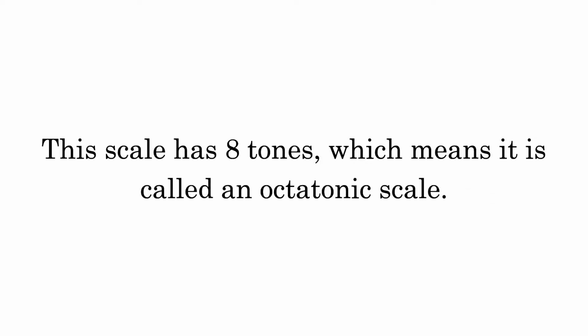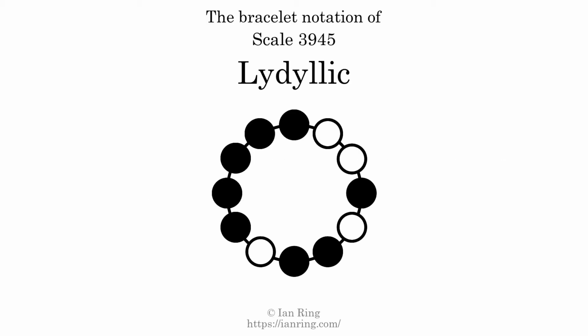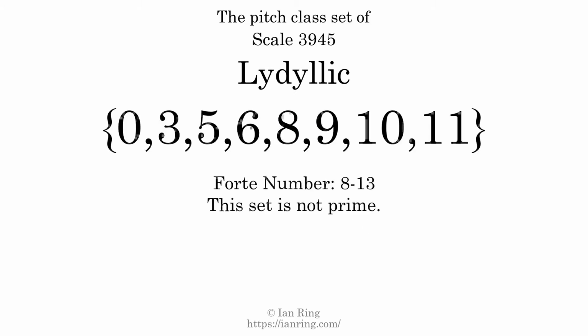This scale has 8 tones, which means it is called an octatonic scale. This is a bracelet notation diagram of scale 3945. The shaded circles represent tones that appear in the scale, and they are read clockwise, starting at the top. The pitch class set for this scale is 0, 3, 5, 6, 8, 9, 10, 11. The forte class is 8, 13. This set is not prime.